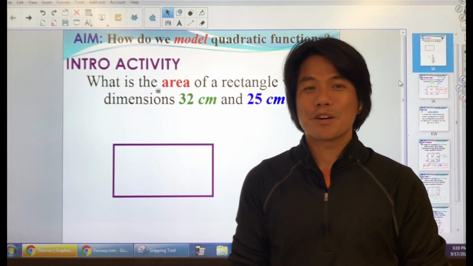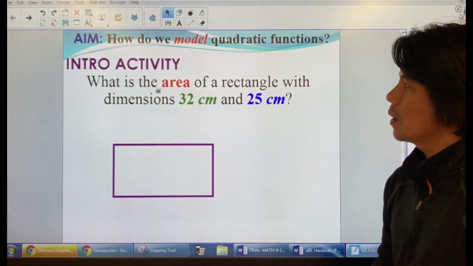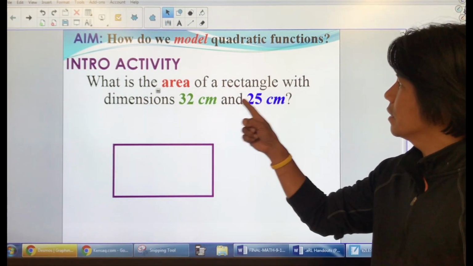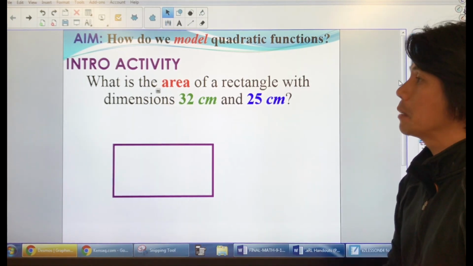M. Today we are going to model quadratic functions. Let's go straight to the intro activity. It says, what is the area of a rectangle with dimensions 32 centimeters and 25 centimeters?